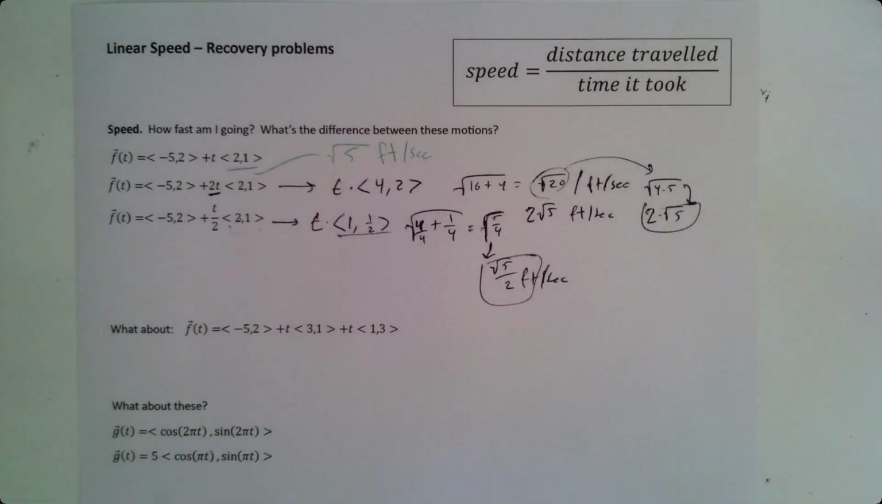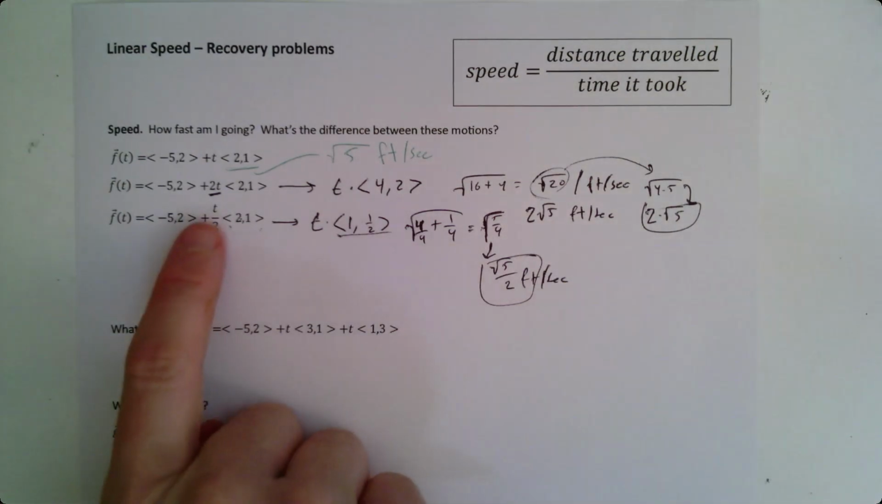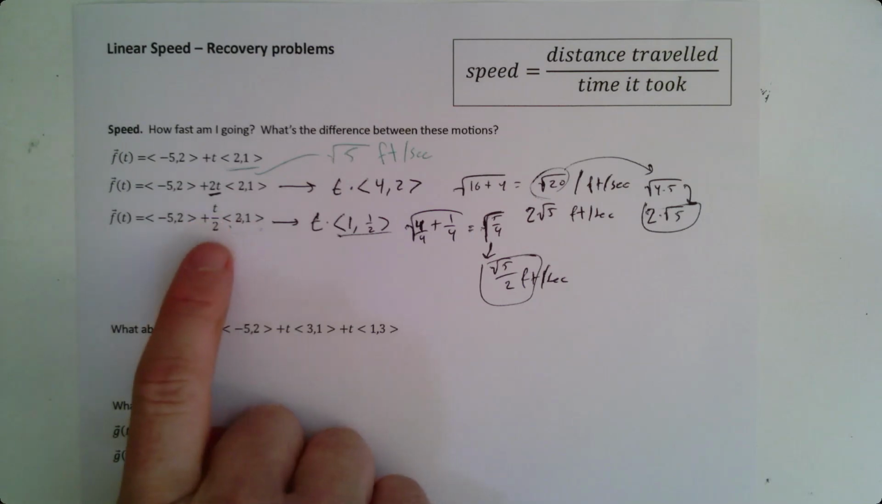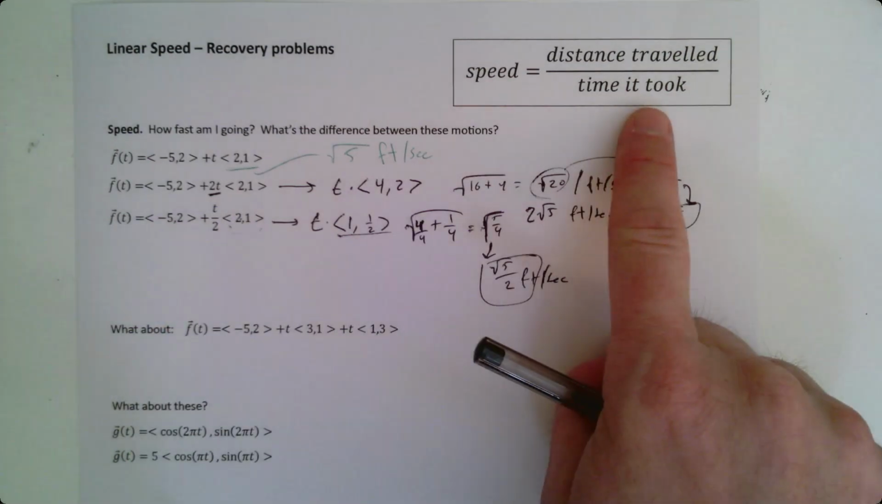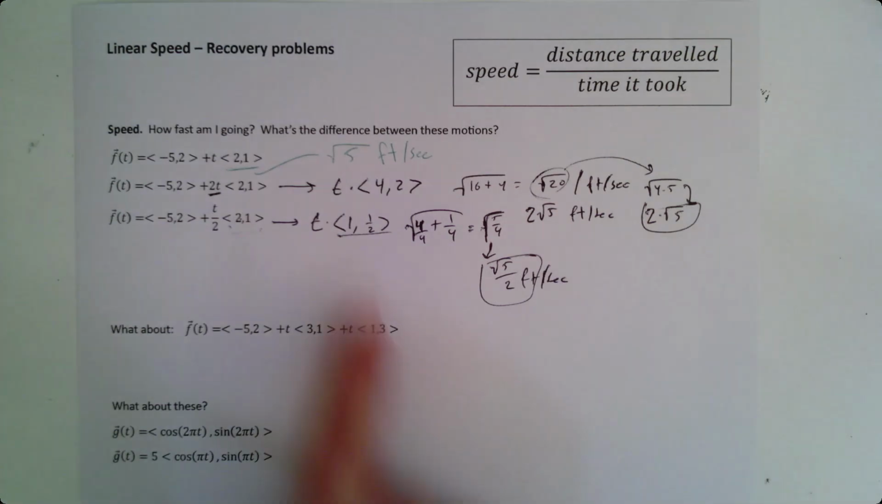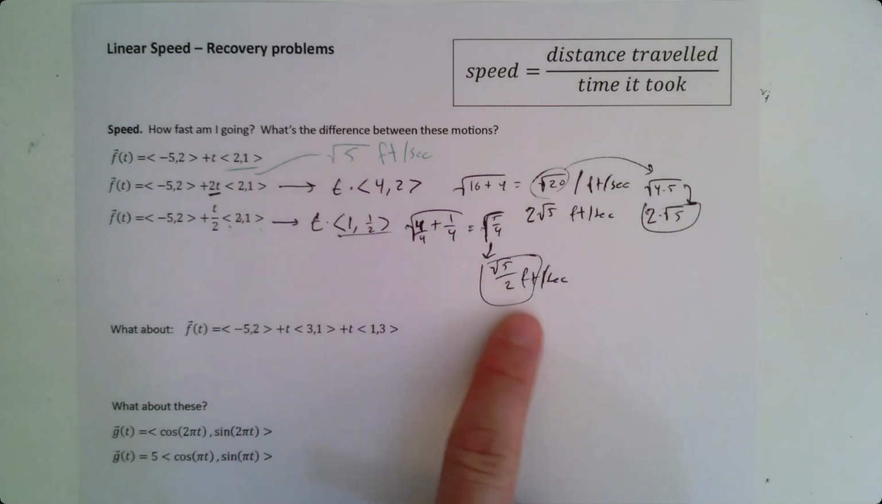You could also think about it this way. With every second, I'm going half as far. I'm going half the length of that original vector. So if I'm going half as far in the same amount of time, I'm going half as fast. So I can take my original speed and divide it by 2 because I'm going half as fast.